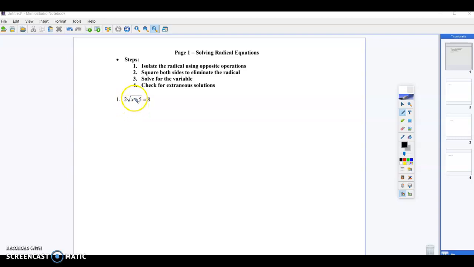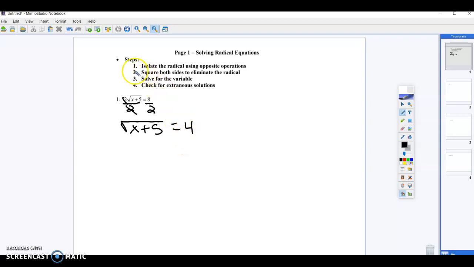Alright, so the first thing that we want to do is isolate that radical. So we're going to get rid of this 2 that's attached to the square root by doing the inverse operation. We're going to divide by 2 on both sides. And when we do that, we're going to get the square root of x plus 5. Then you're going to get 8 divided by 2 over here equals 4.